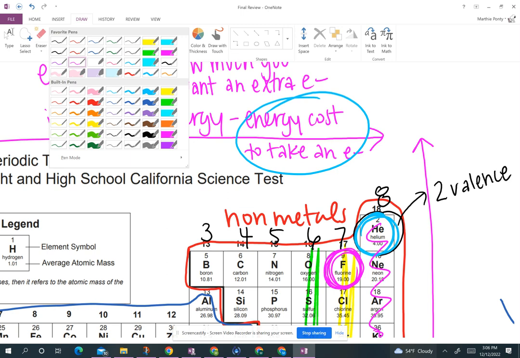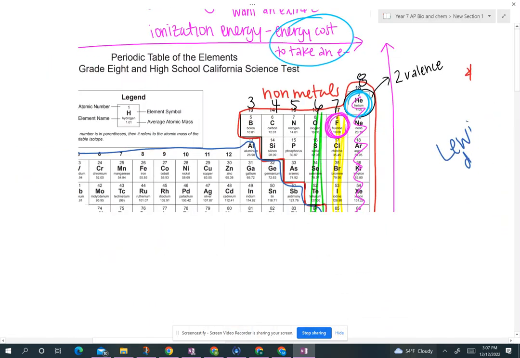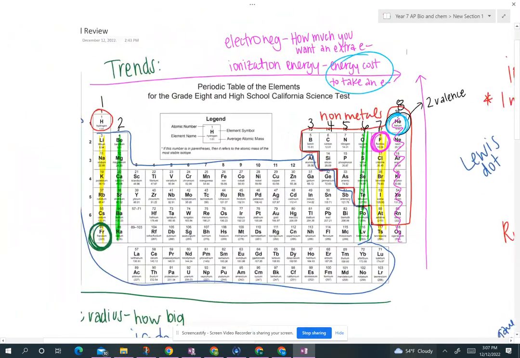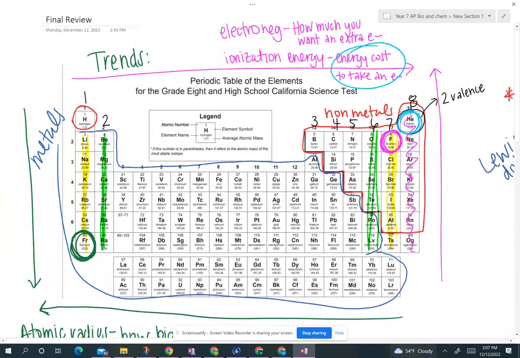So here's what we're going to do. I'm going to circle a few elements on the periodic table, and we are going to organize them based off of each of these trends. We're going to organize the same few so we can see what some of the trends are that we have happening. Let's do neon.